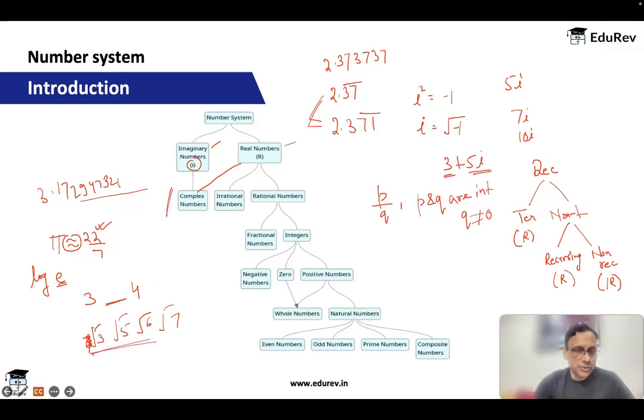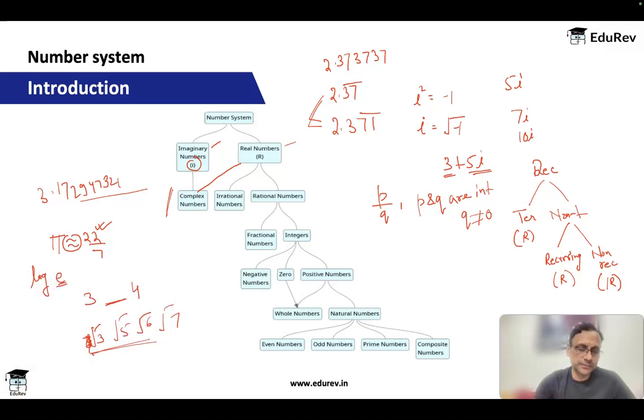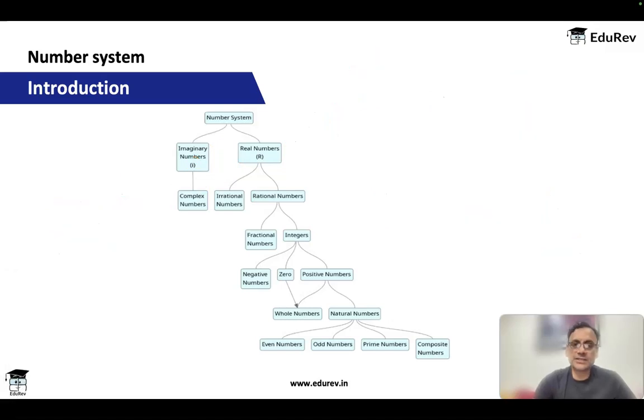Also, you should know one more small thing. In case you have to convert, let me erase the whole thing. In case you have a number, let's say 0.23 bar, this is a recurring decimal, and this you have to convert to a fraction form. Always remember that this is equal to 23 upon 99. You just have to remove the recurring symbol, and two digits are recurring, so you put two 9s in the denominator, so this number is equal to 23 upon 99.